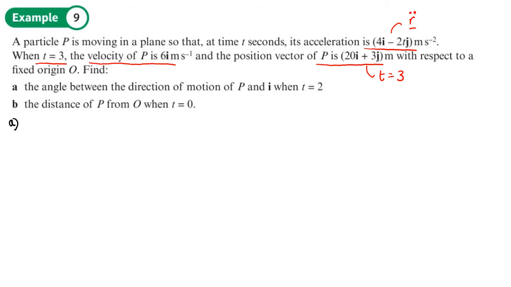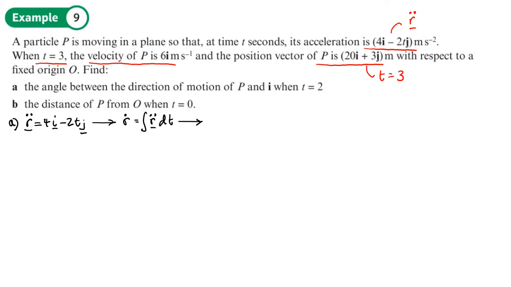So the first thing we need to do is to find out what the velocity vector is. We can use that to find its direction of motion. So the acceleration vector is 4i minus 2tj. So the velocity vector is going to be what we get when we integrate the acceleration vector with respect to t.